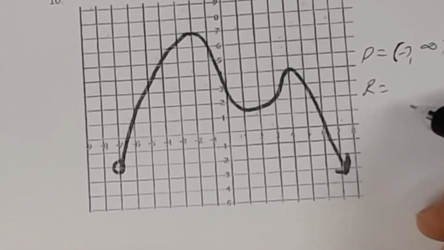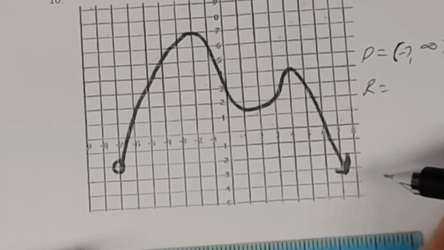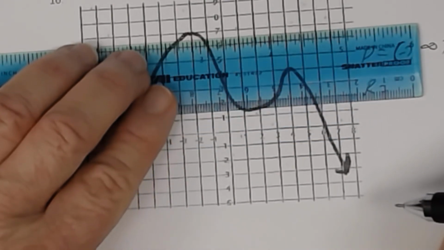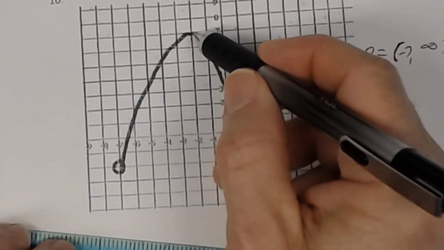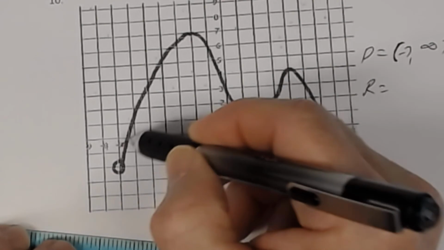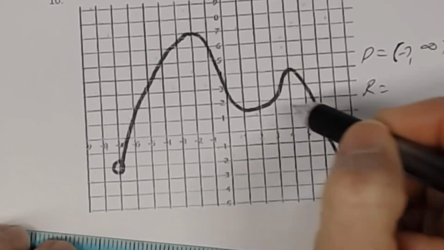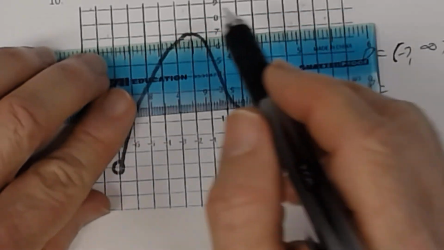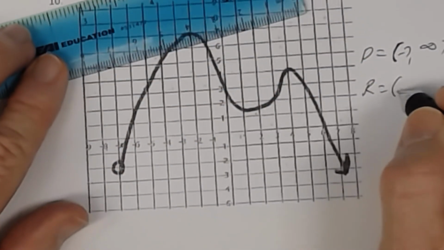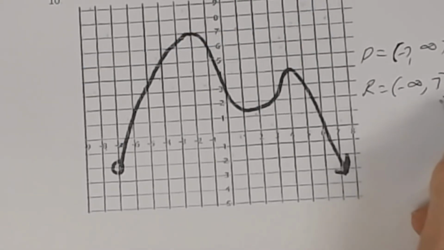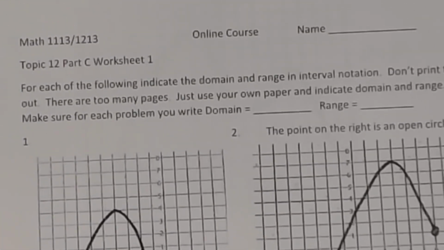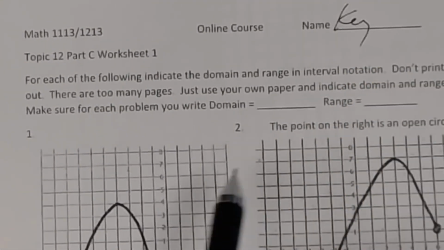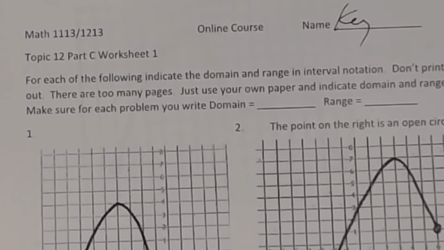The range, okay, now notice this arrow keeps going down. So you're going from -infinity, and the largest y value on that graph is 7. All these other y coordinates on this graph are below 7 or smaller than 7. So that's your largest. So you go from -infinity all the way, and the largest is 7 with a bracket. All right, and so that is the key to this worksheet, to the worksheet topic 12, part C.